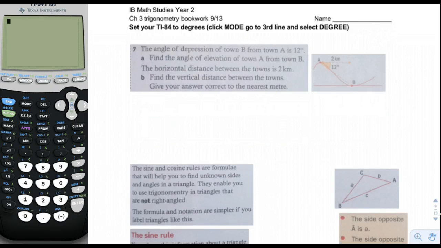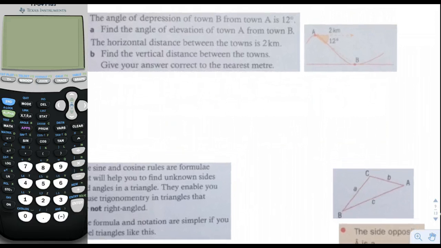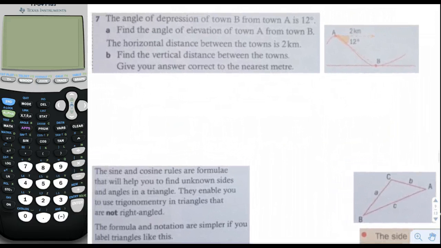Page 9 of trigonometry. The angle of depression of town B from town A is 12 degrees. Find the angle of elevation of town A from town B. The horizontal distance between the towns is 2 kilometers. Find the vertical distance between the towns. Give your answer correct to the nearest meter.